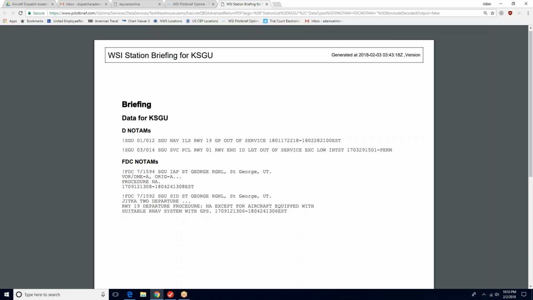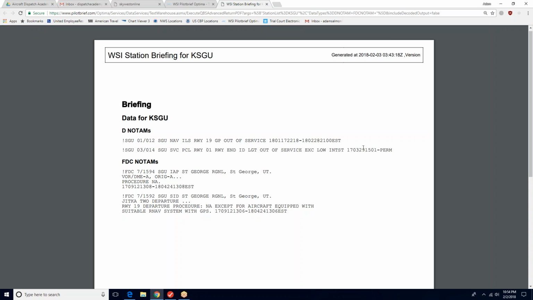Anyway, going back to this, small airports don't have very many NOTAMs. In the case of St. George here, there are only 2 D NOTAMs listed. So the first thing is the airport identifier, then the month that the NOTAM was issued, and then the NOTAM number. So the 12th NOTAM of January, and then of course you see it says St. George again here for whatever reason.